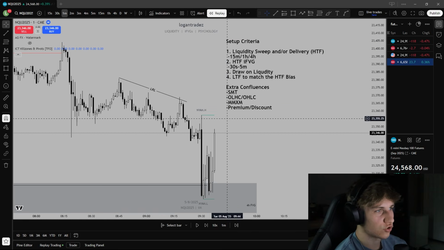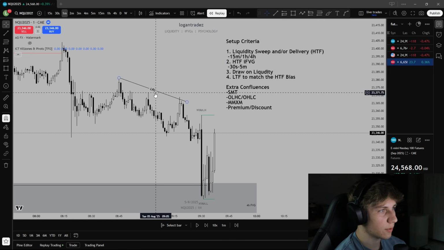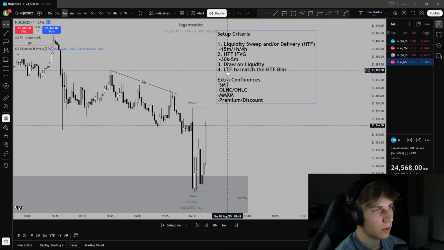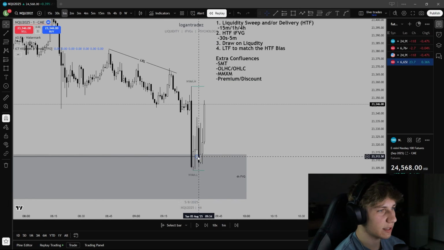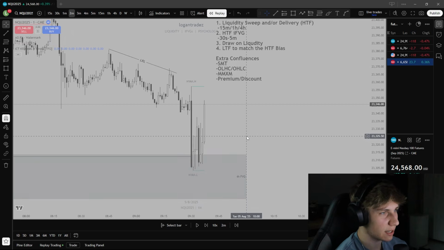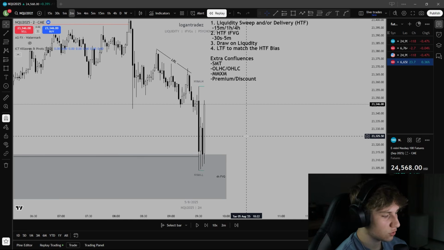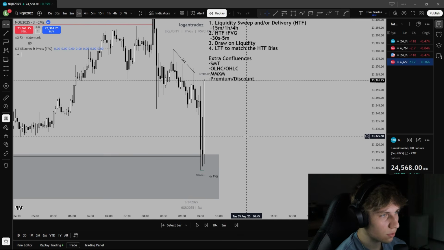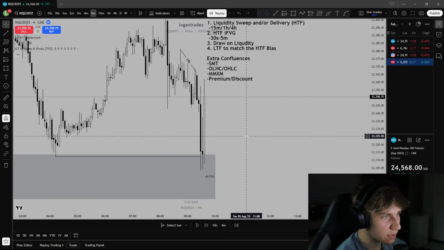All right, a draw on liquidity. Boom. Number 3, we already have that. LRL. Lower time frame to match higher time frame. Okay, let's see if we get this inverse here, then we would be matching the higher time frame. We have a 2-minute inverse, 3-minute. What's the highest time frame here?